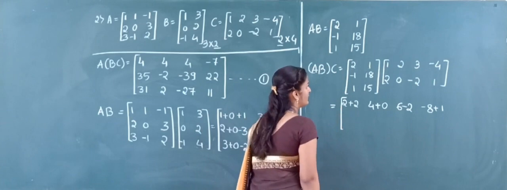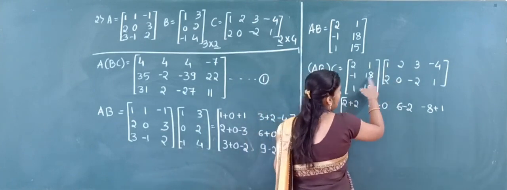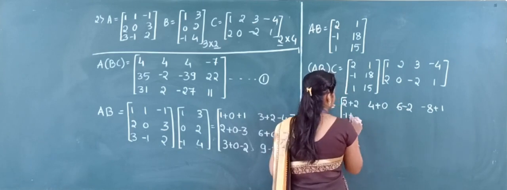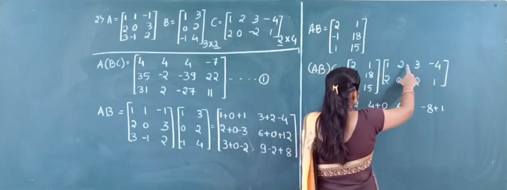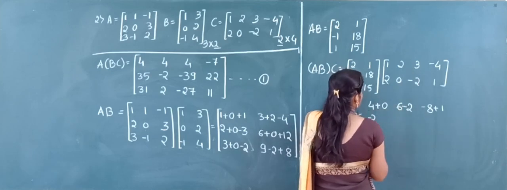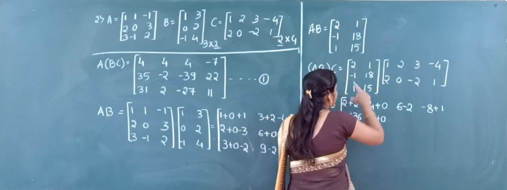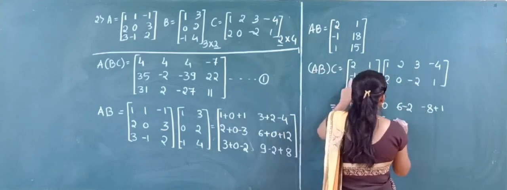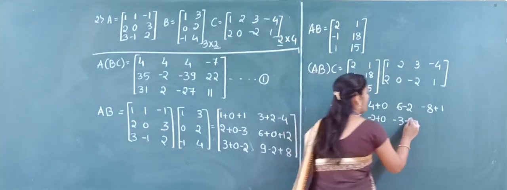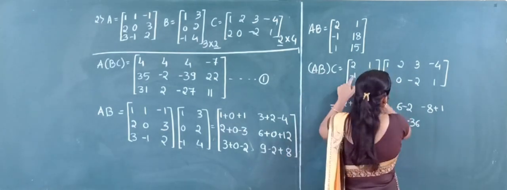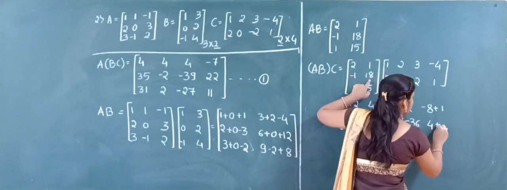With respect to the second row: minus 1 into 1, minus 1, 18 into 2, 36. Minus 1 into 2, minus 2, 18 into 0, 0. Minus 1 into 3, minus 3, 18 into 3 is minus 36. Minus 1 into minus 4, that is plus 4, 18 ones are 18.